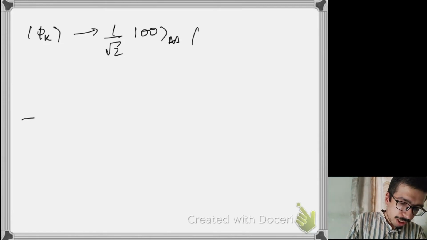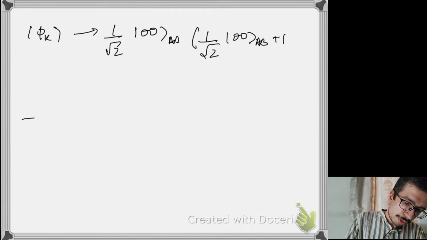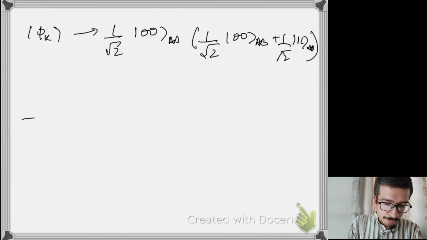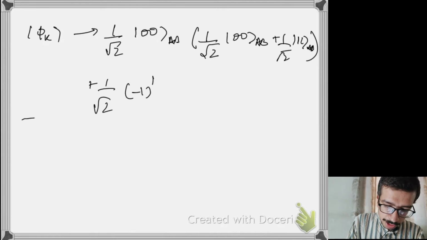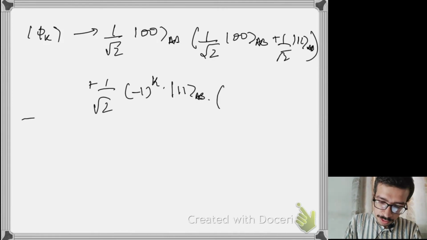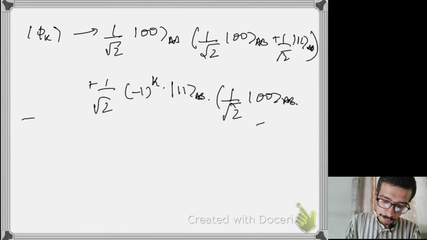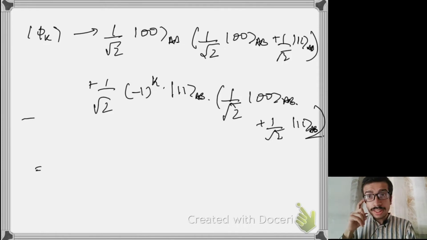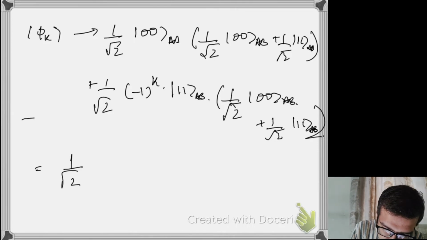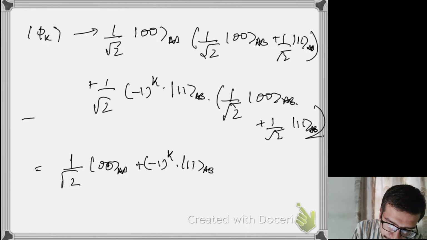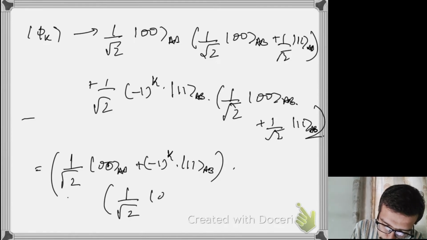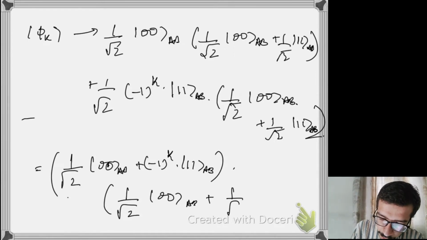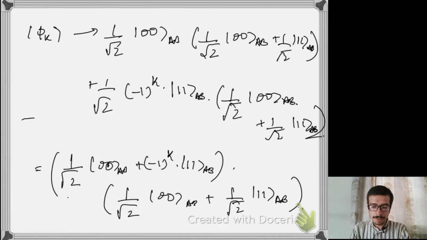It will be 1 by root 2 0 0 AB times 1 by root 2 0 0 AB plus 1 by root 2 1 1 AB, plus 1 over root 2 times -1 to the power k times ket 1 1 AB times 1 by root 2 0 0 AB plus 1 by root 2 1 1 AB. So this I can express as 1 by root 2 0 0 AB plus -1 to the power k times ket 1 1 AB, times 1 by root 2 0 0 AB plus 1 by root 2 1 1 AB. So this is how the transformed state is going to look like.